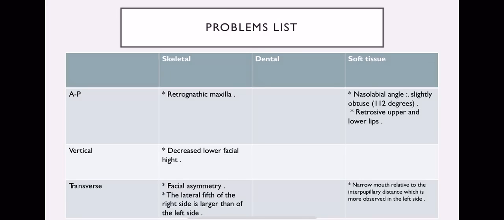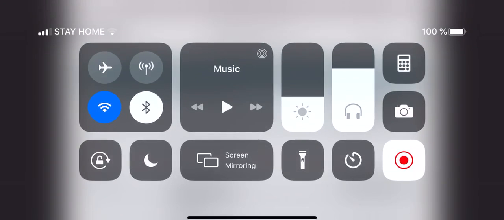In the transverse plane, we have skeletally facial asymmetry. The transverse fifth, we have the lateral fifth of the right side is larger than the left side. And transverse plane within the soft tissue, we have narrow mouth in relation to the interpupillary distance.